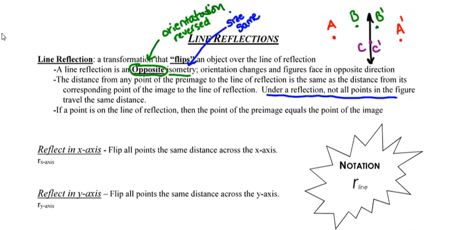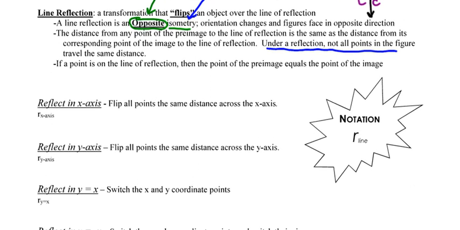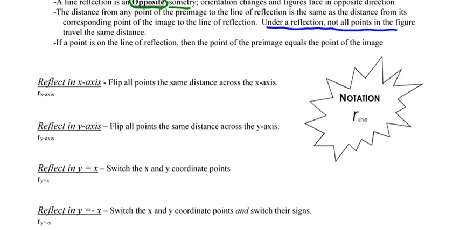Okay, let's go ahead and do some line reflections with some points. So to reflect in the x-axis, the notation that we would use is a lowercase r to represent reflection, and we're going to put in subscript right next to that the line over which we're going to reflect. So a reflection in the x-axis would be notated by a lowercase r to represent reflection, and then the subscript x-axis to indicate that that's the line that we're reflecting over.